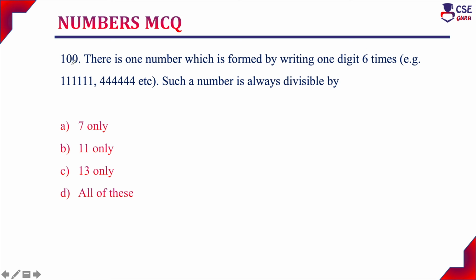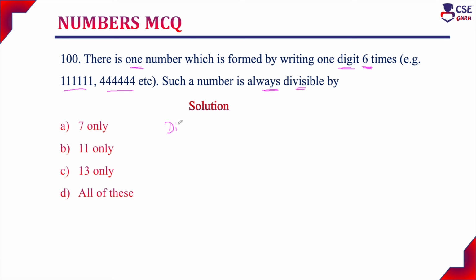Next, problem number 100. There is a number formed by writing one digit 6 times. For example, 6 ones or 6 fours, 6 fives; likewise any single digit we repeat 6 times. That number we have to check. Such a number is always divisible by option A, 7 only, B, 11 only, or 13 only. So we need to check whether that number is divisible by 7, 11 or 13.